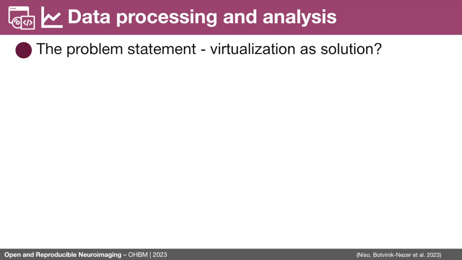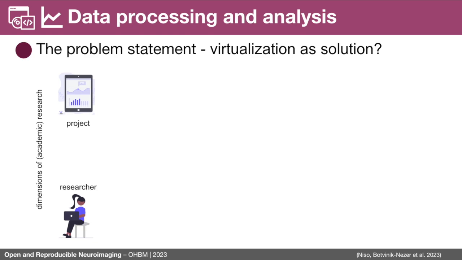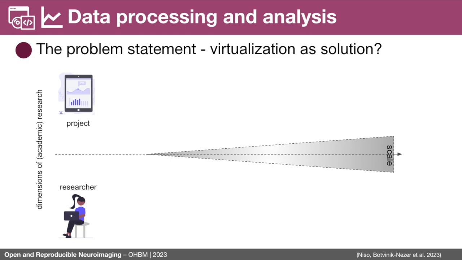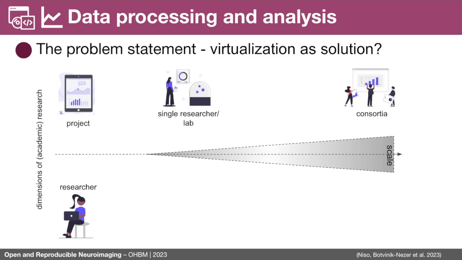So now let's have a look at the different dimensions of academic research where this would be important and or helpful. So first, we're gonna think about the project dimension or the researcher dimension, and in different scales within them. Starting with the project dimension, this would either involve single researchers or labs or big research consortia. And here, these virtualization techniques would be important for collaboration, workflow transfer, data transfer, basically reproducibility.